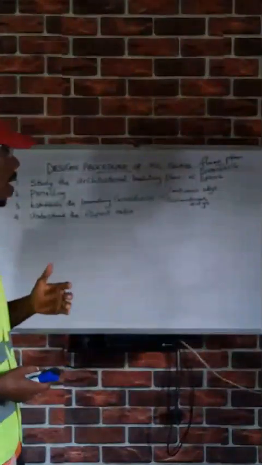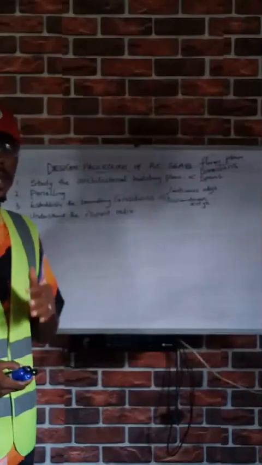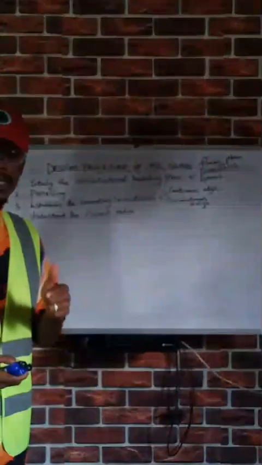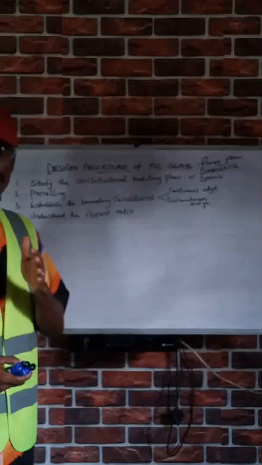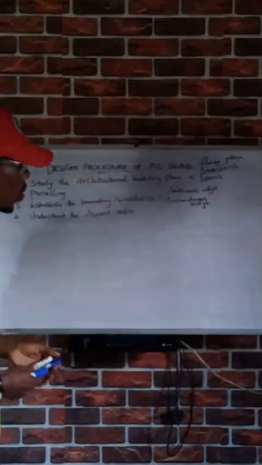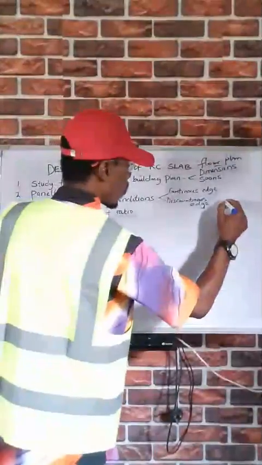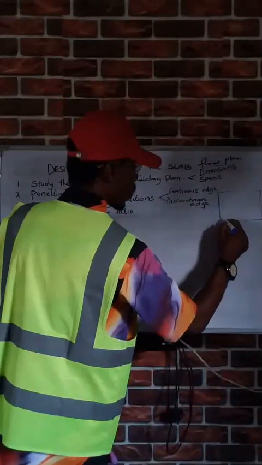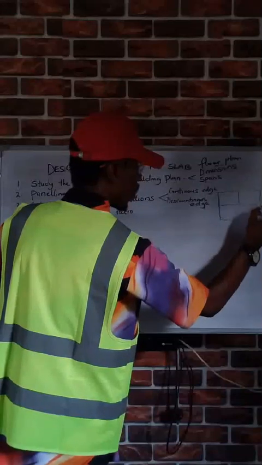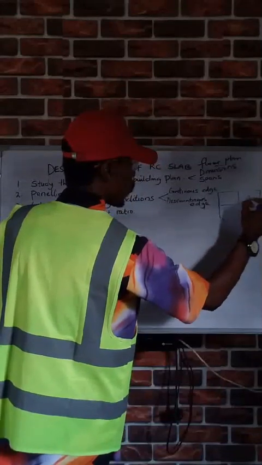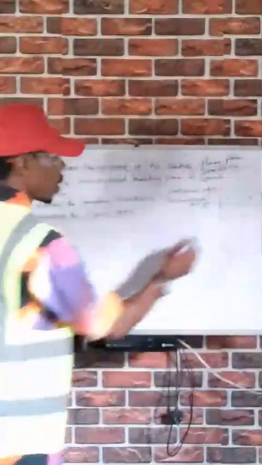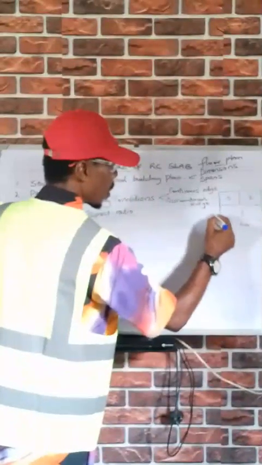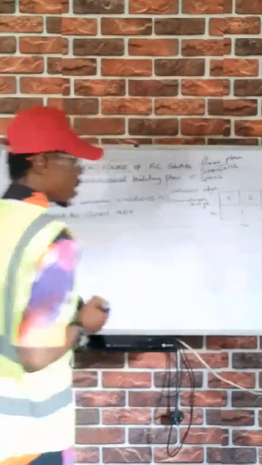Now, when we talk about aspect ratio, basically we are looking at the relationship between the length of the longer side of our slab panel and the shorter side of our slab panel. For example, we have a panel in this manner. Let's say we have panel 1, panel 2, and panel 3. Under panel 2, we have, say, 6 meters here and 3 meters here.